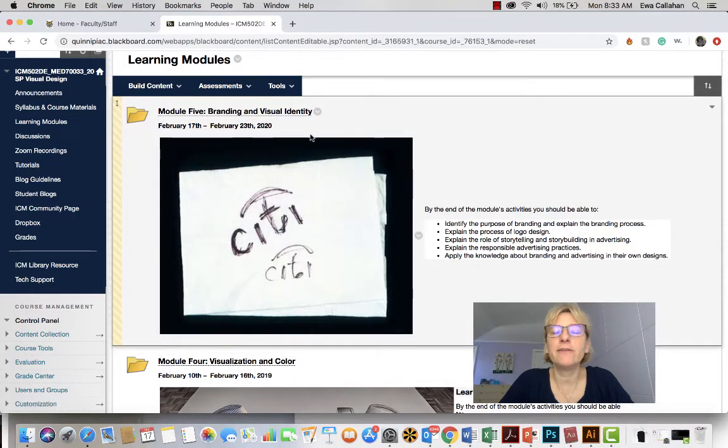Module 5 is branding and visual identity. And again, as with typography, you can have a whole semester about typography. You can have a whole semester about branding. We are just touching on small stuff of how branding is created, how the visual and textual elements come together as a campaign to be memorable, to be in people's minds when we are talking about branding.